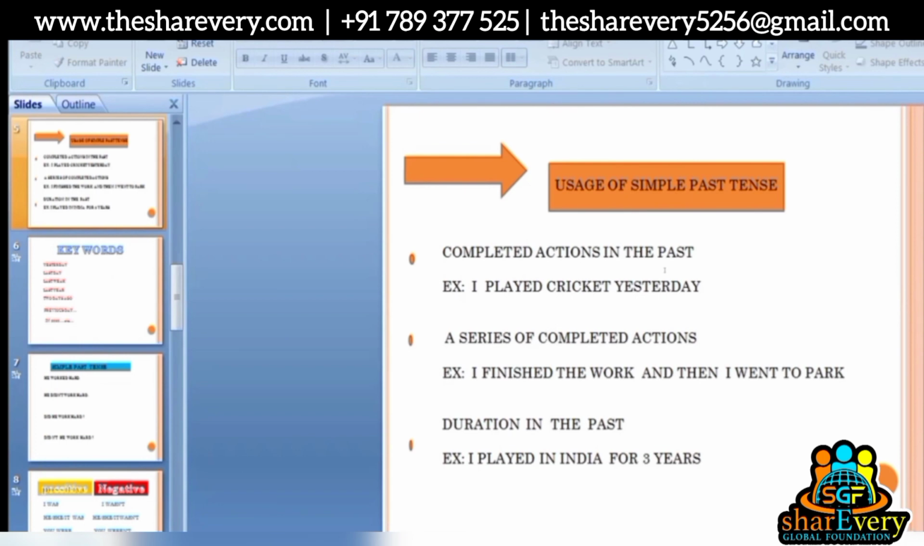For duration in the past also we use simple past tense. I played cricket yesterday. I finished the work and then I went to the park. I played in India for 3 years. All these are simple past tense. I think you understand what the simple past tense is, where we use it, what regular verbs and irregular verbs are, and how to use the simple past tense.